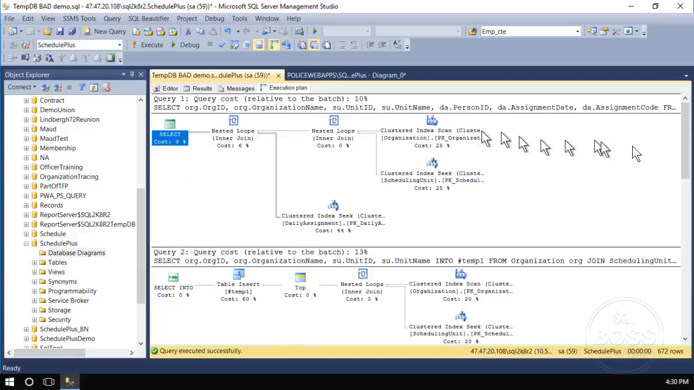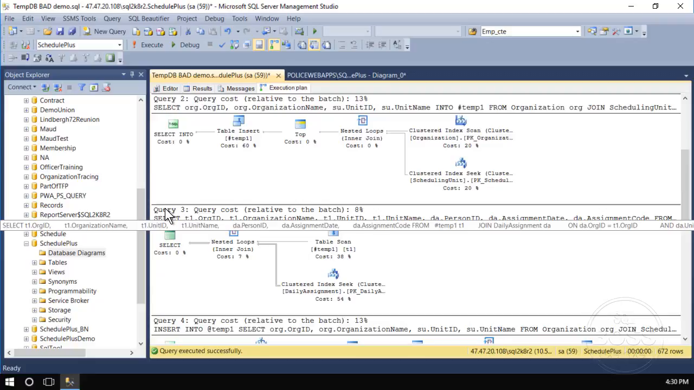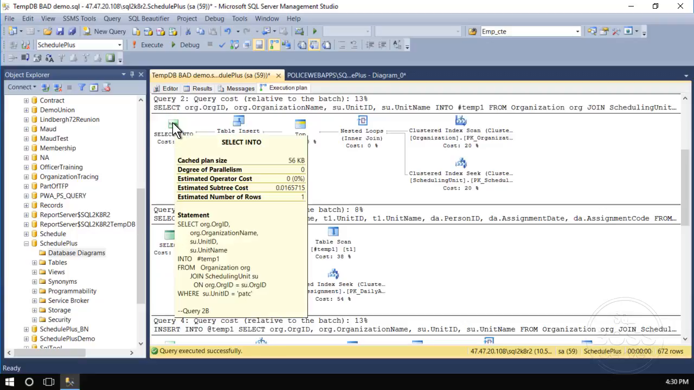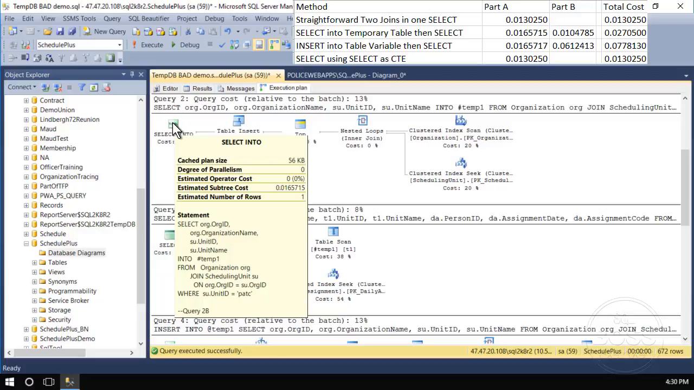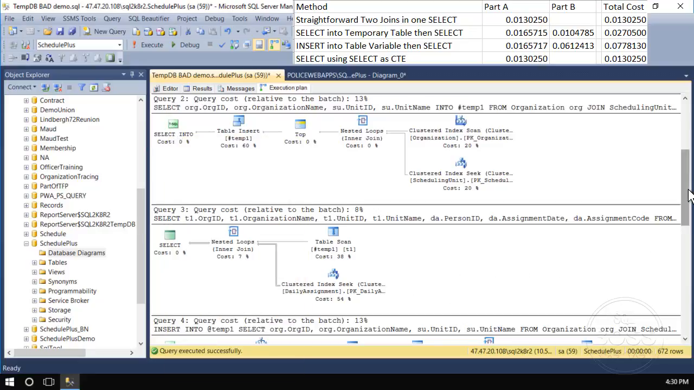And we'll see here that the cost in whatever units is 0.013025. When we look at the second way of doing it, query 2 and 3, which I've marked as query 2A and 2B because they go together, we have two queries. If we look at the costs, the query for creating the temporary table is 0.016 all by itself. So this part is even more expensive than the entire query the first way we did it. When we add in the second cost, we get about 0.027, which is about twice what the cost was in the first method.